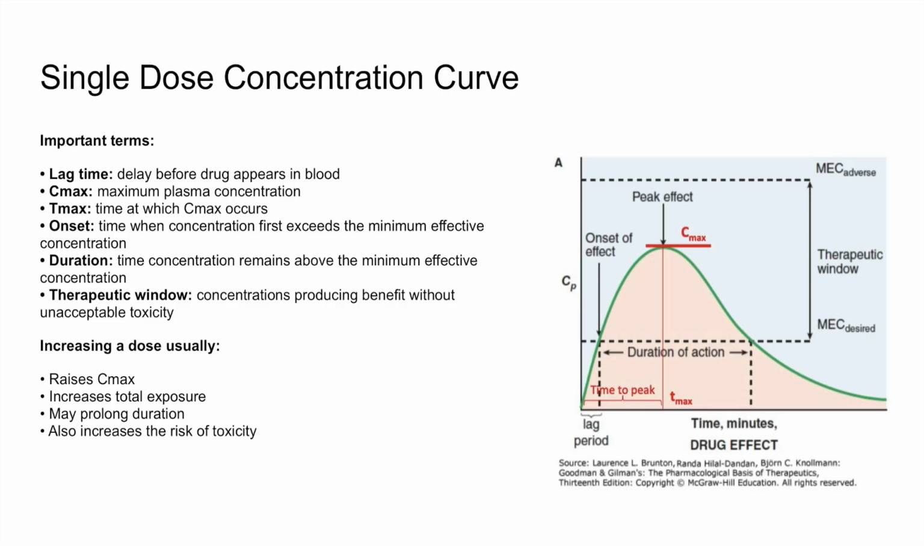The clinical effect begins when concentration first exceeds the minimum effective concentration. Duration of action is time spent above that threshold. The upper boundary represents the concentration at which an adverse effect becomes unacceptable, and the range between these boundaries is the therapeutic window.